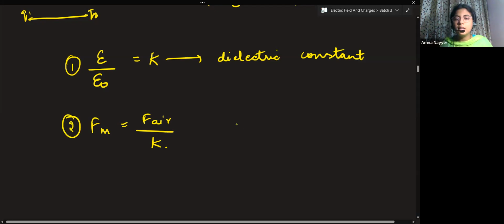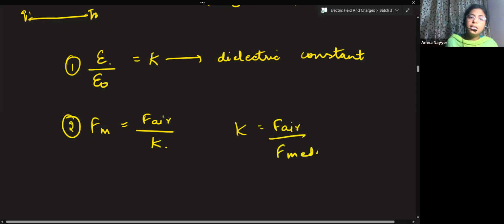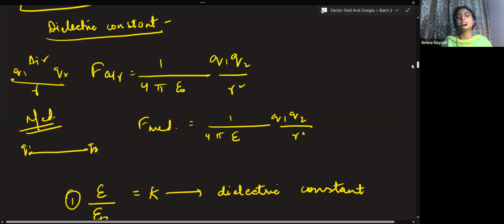So this can be written as F in air by F in medium, whereas epsilon in air divided by epsilon in free space. All right, so this is what is meant by absolute permittivity. Just note down these 2 points as well. Then we'll begin with electric field.